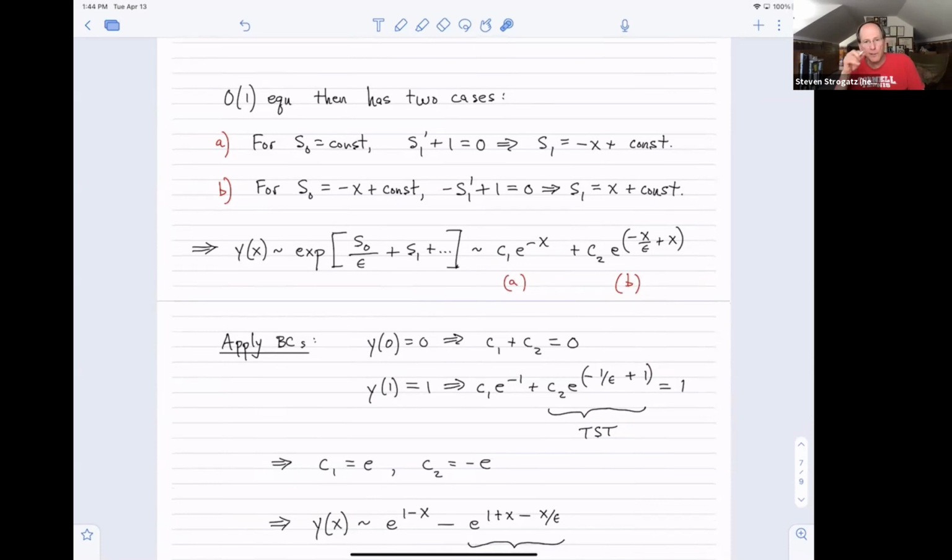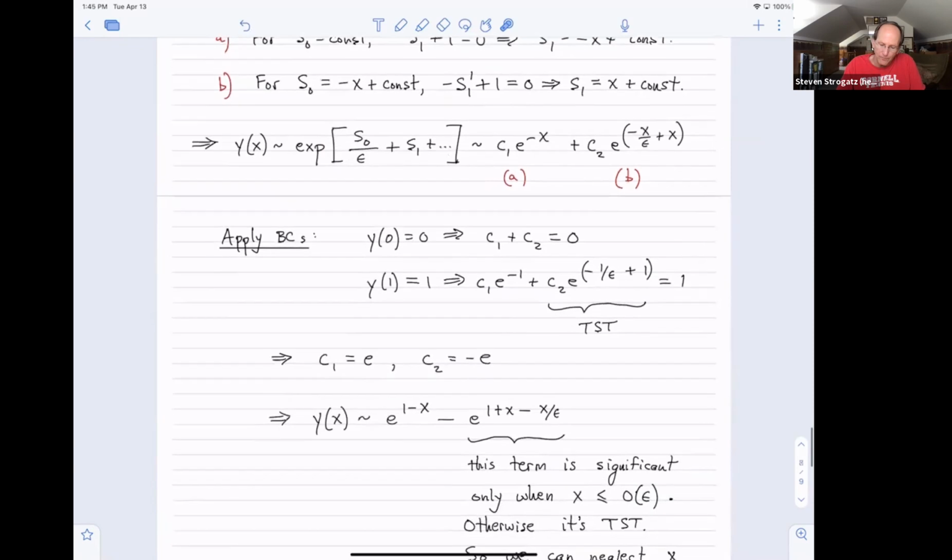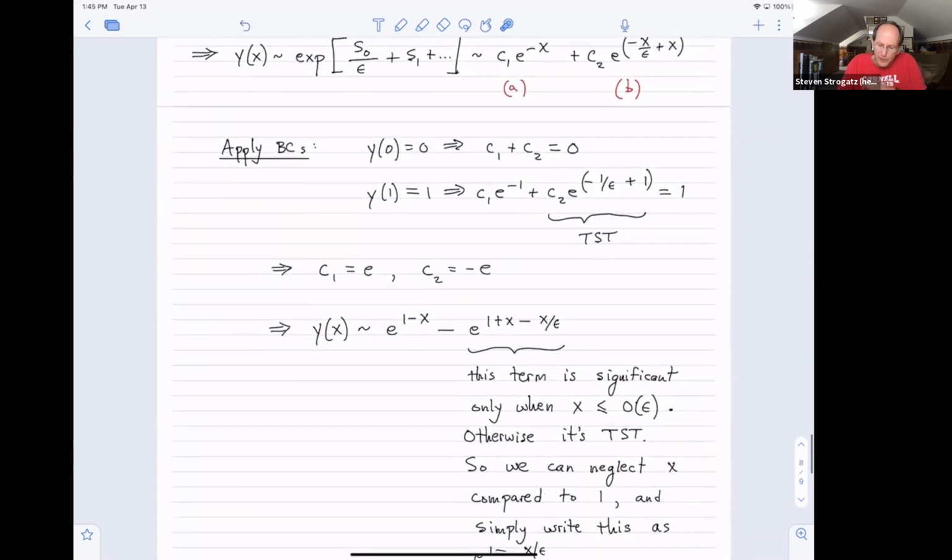But one other remark for further cleaning is, let's look at this term. Think about this carefully. When is this term significant? Well, here's what I want to argue. That term is only significant in the boundary layer. Why do I say that?